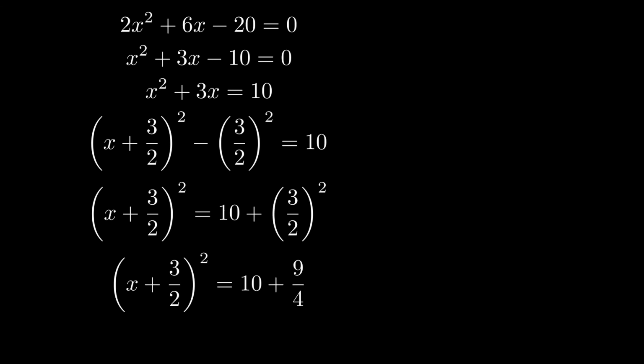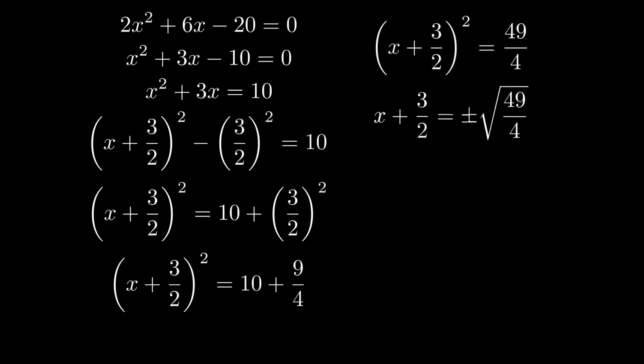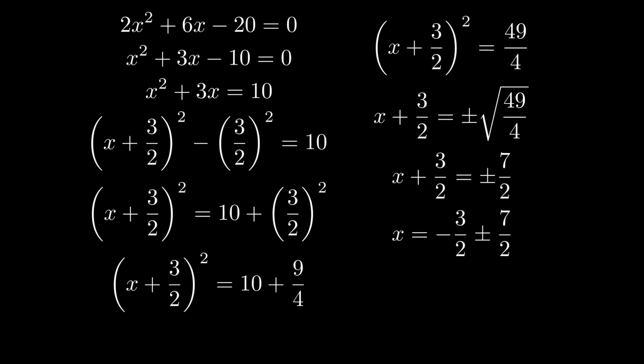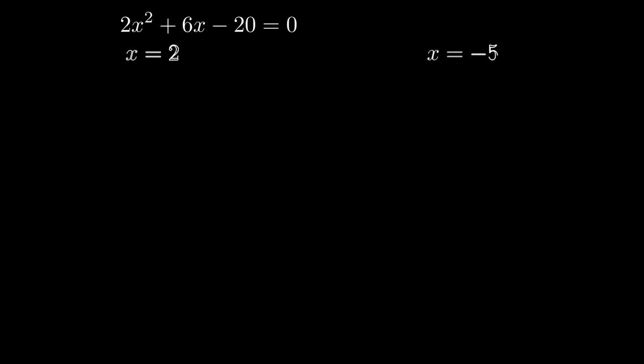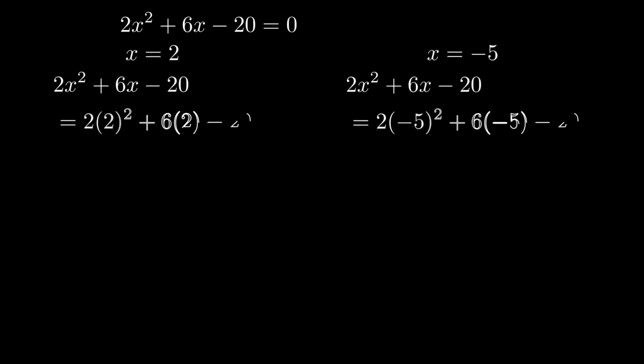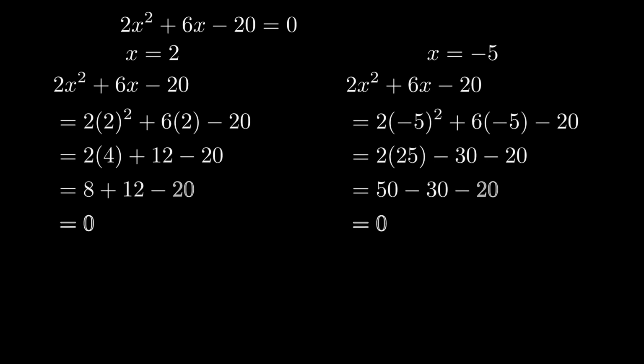Now, we can proceed to solve for x by performing some algebra. Remember, when attempting to find the square root of a number, you need to have solutions for both the positive and negative versions of the square root. As you can see, the roots for the equation are x equals 2 and x equals negative 5. You can verify these answers by plugging them back into the original equation, where as you can see, it will give you 0, which means your roots are correct.